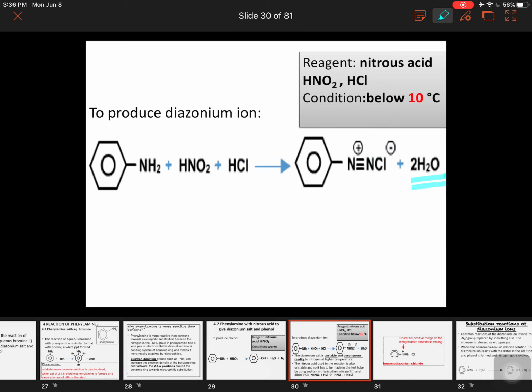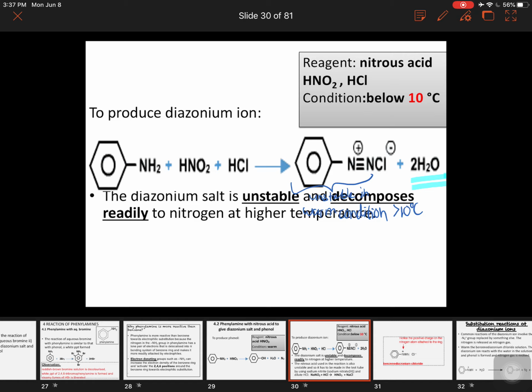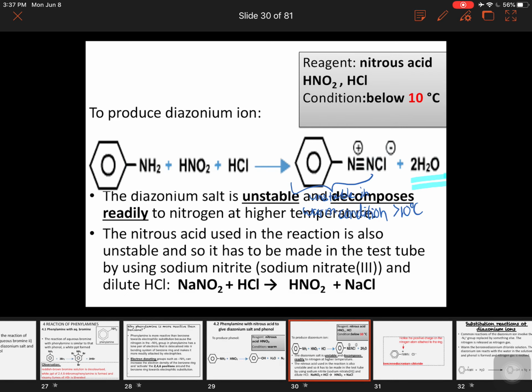Okay, benzene diazonium, let me tell you, is unstable in warm condition. The moment you get a warm condition, this ion will break down to release nitrogen gas, as well as to form phenol. Unstable in warm condition. Warm condition is anything that is bigger than 10 degrees Celsius. So if you want to produce the benzene diazonium ion, you need a cold condition. So the diazonium salt is unstable and decomposes readily to nitrogen at higher temperature, anything bigger than 10.